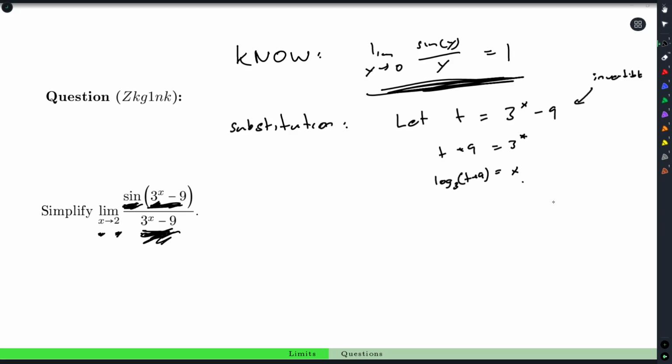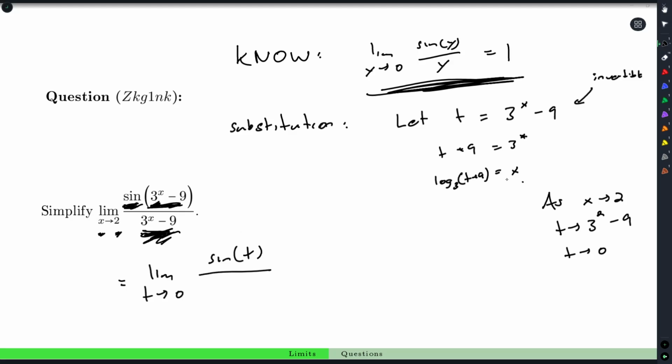The thing that's a little more important is as x gets closer and closer to 2, t is getting closer and closer to 3 to the 2, the value x is going to, minus 9. Which means t is getting closer to 0. So we can rewrite this as a limit of t or y or a or whatever variable you're going to use, of t going to 0 of sine t over. Now, normally you'd actually have to use this rearrangement here, use the fact that it's invertible, and plug that into the bottom. But I can see, well, that's just t again.